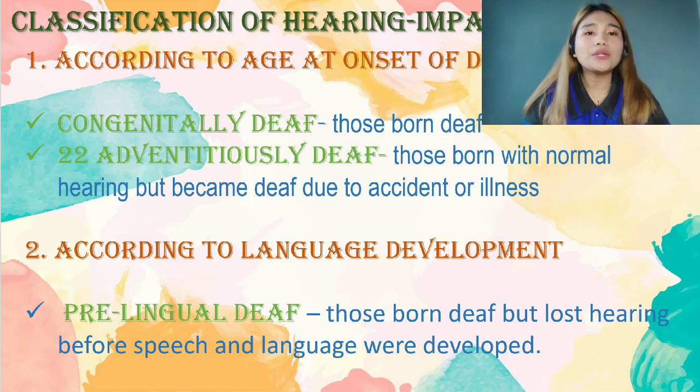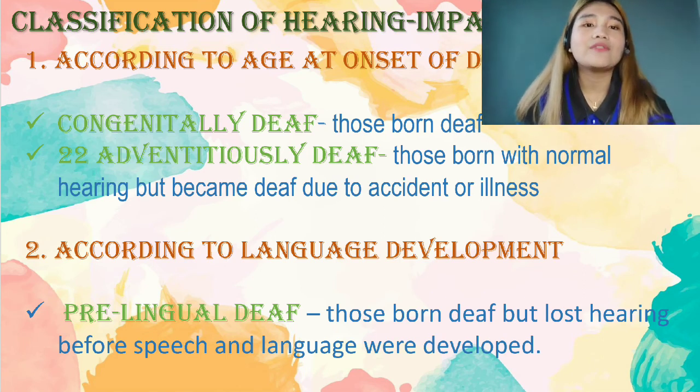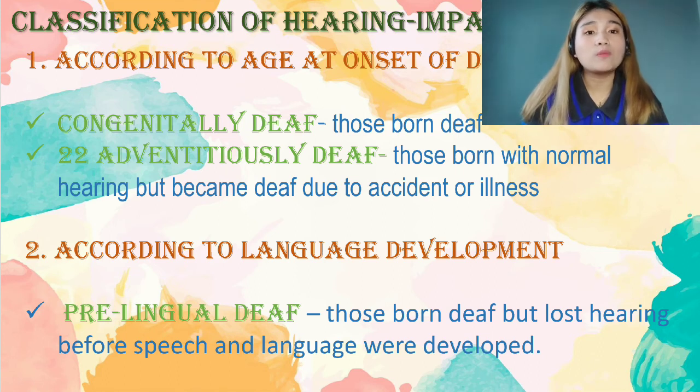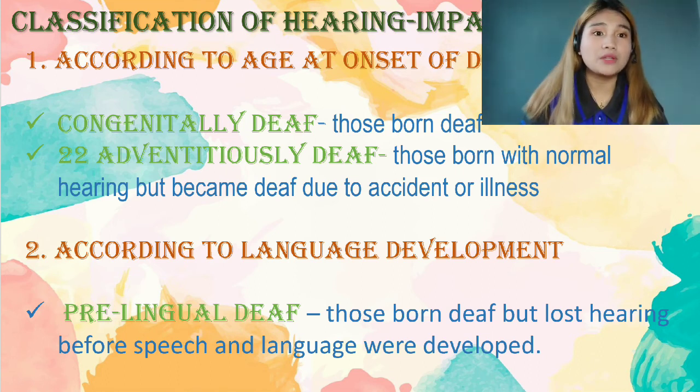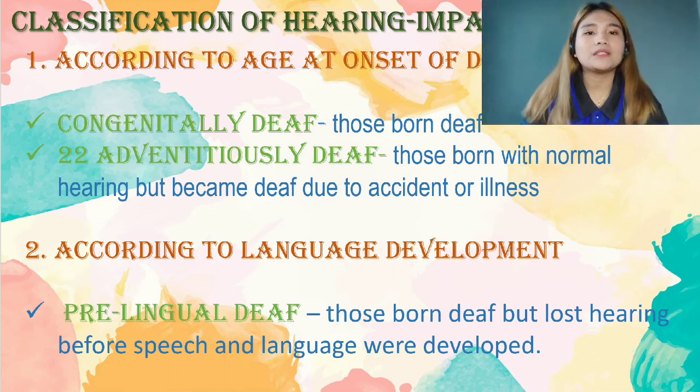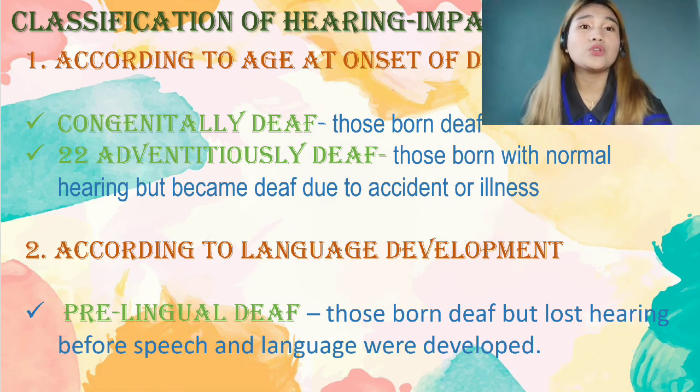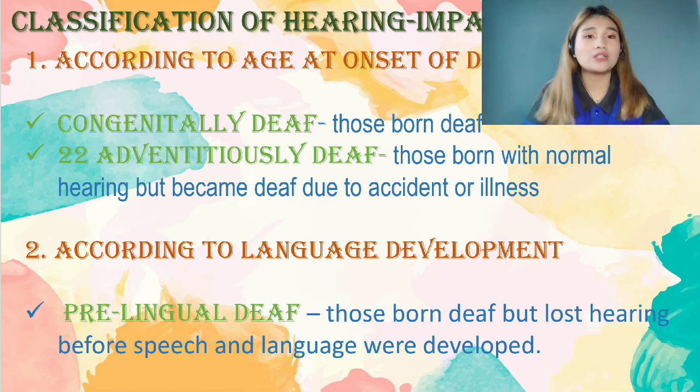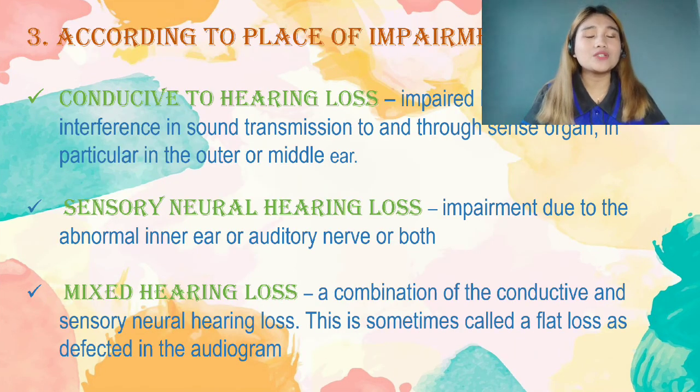For the number 2, according to language development, prelingual deaf is those born deaf but lost hearing before speech develops. Language development supports many other aspects of development, like cognitive, social, and literacy development. Language development starts with sounds and gestures, then words and sentences. You can support language development by talking a lot with your child and responding when your child communicates.